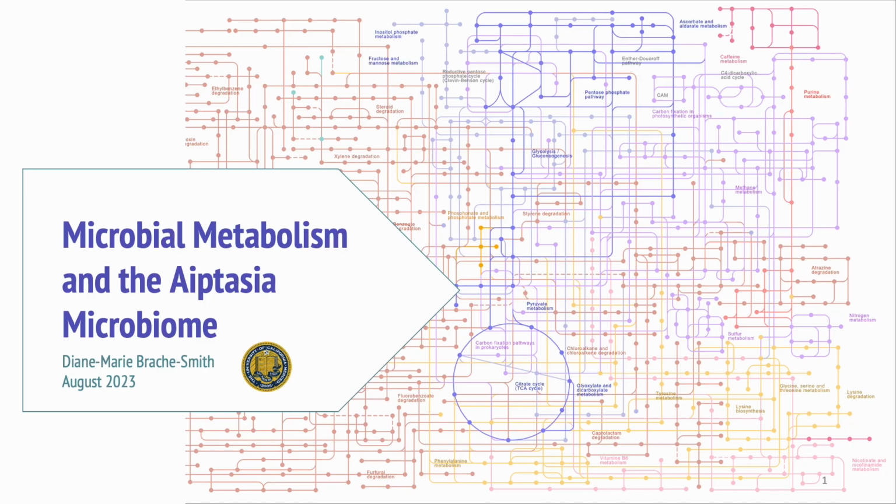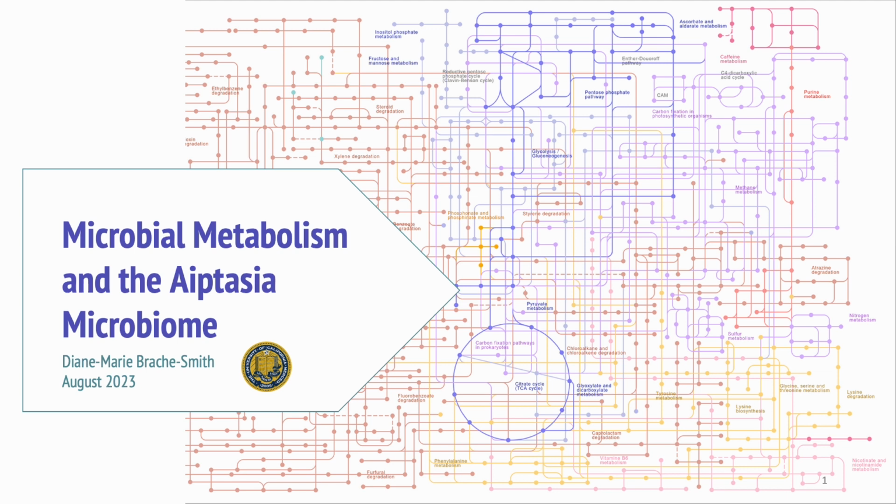Hi, this is the final lecture for microbial metabolism, where we're going to really connect it to the aiptasia microbiome. We're not going to cover all the different types of metabolism for all the different types of macronutrients that life can use. We're just going to cover carbon, nitrogen, and sulfur because for the purposes of our lab, those are the ones we're going to manipulate to try to isolate.